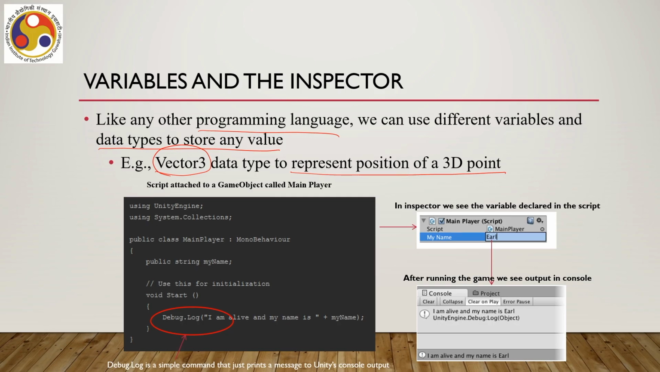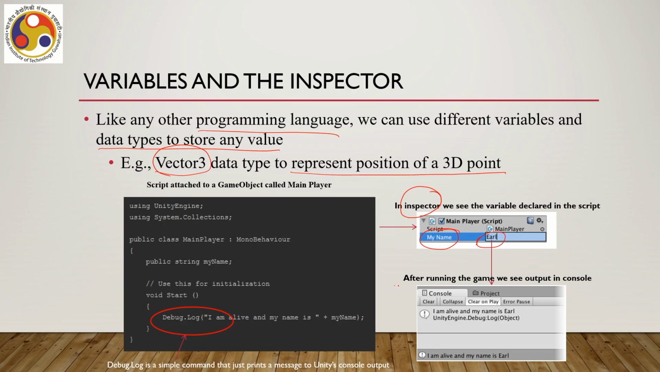That means 3 coordinates can be captured in the form of this Vector3. That means there will be 3 elements in the vector. Now, whatever variables you are using, say for example, my name is a variable with value Earl, you can see this in the inspector interface on the Unity Hub editor. So, you can check the variable values.